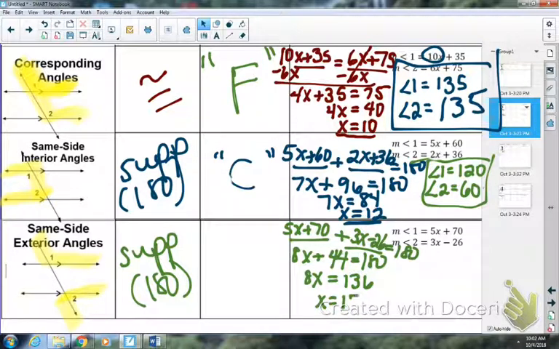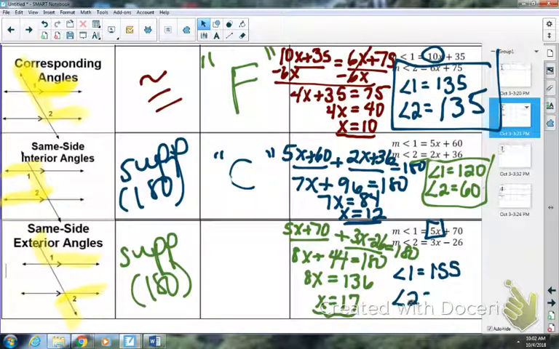What is it? 17. Okay, using a calculator, there's nothing wrong with that. So x is 17. To find my two angles, if it just asked me to find x, we'd stop there. To find my angles, angle 1, this is where you might want a calculator. What's 5 times 17? Plus 70? Assuming we're doing the mental math right, that should be 155.